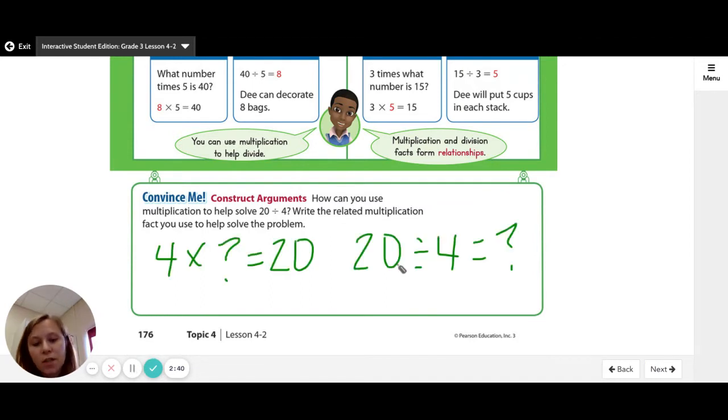So I can think about 20 divided by 4 is something. So then 4 times what is 20? I know 4 times 5 is 20, so that would tell me that 20 divided by 4 would equal 5. So 5 would be my final answer.